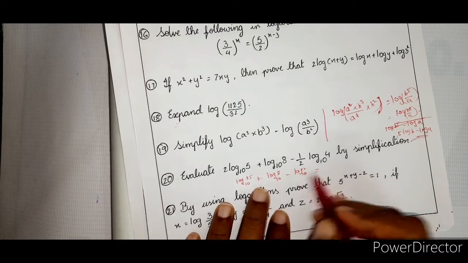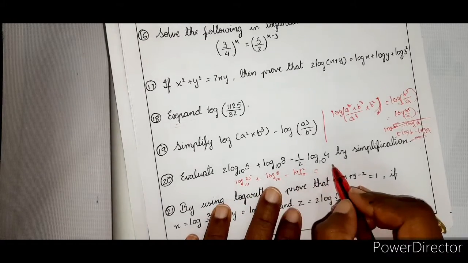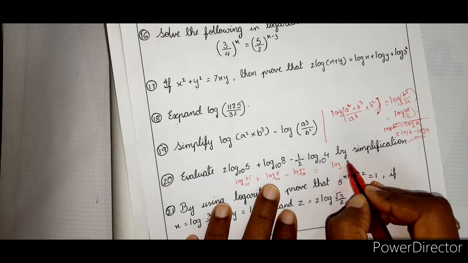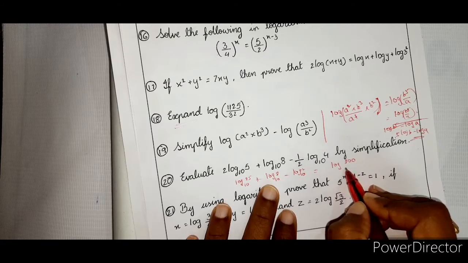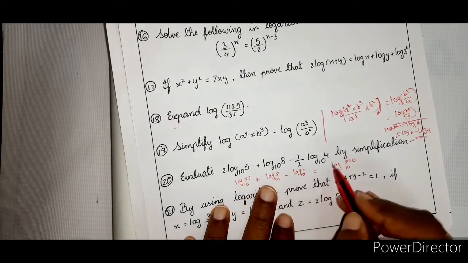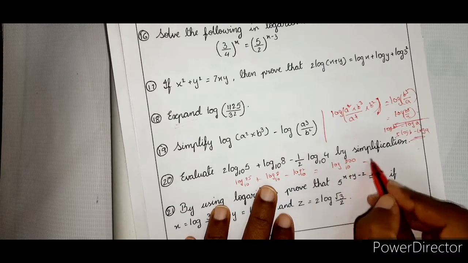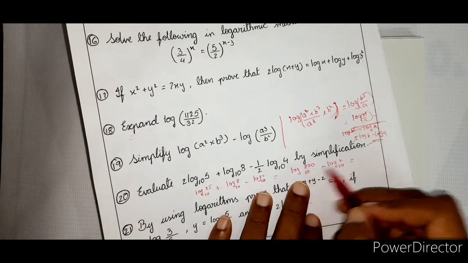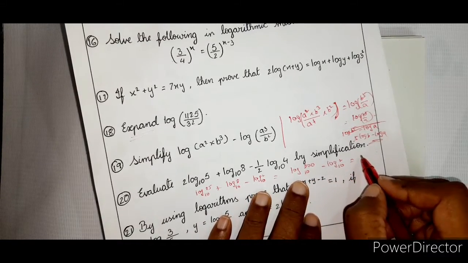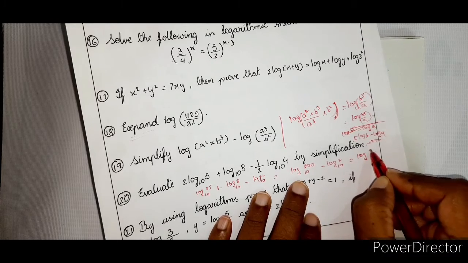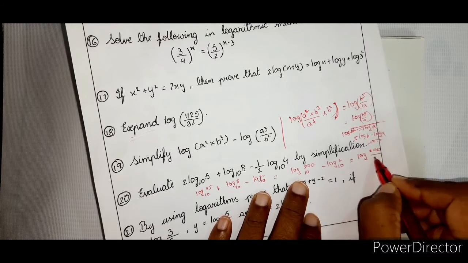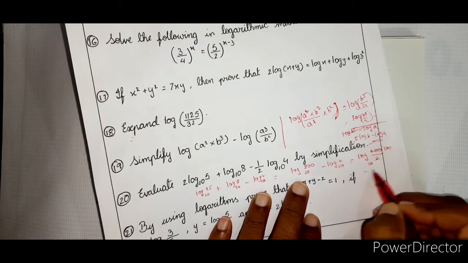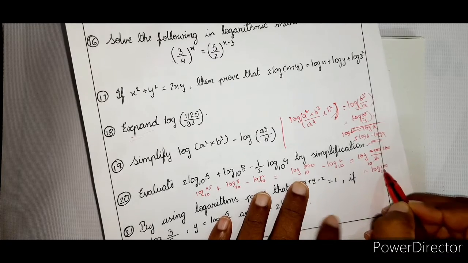Now this one, if you take it as log 25 into 8, 25 eights are 200, right? Base 10. Log a plus log b is log ab, right? Now minus log 2 base 10, right? Log a minus log b is log of a by b. So now log of 200 by 2 base 10. 200, how many times will 2 go? 100 times. So that is log 100 base 10.